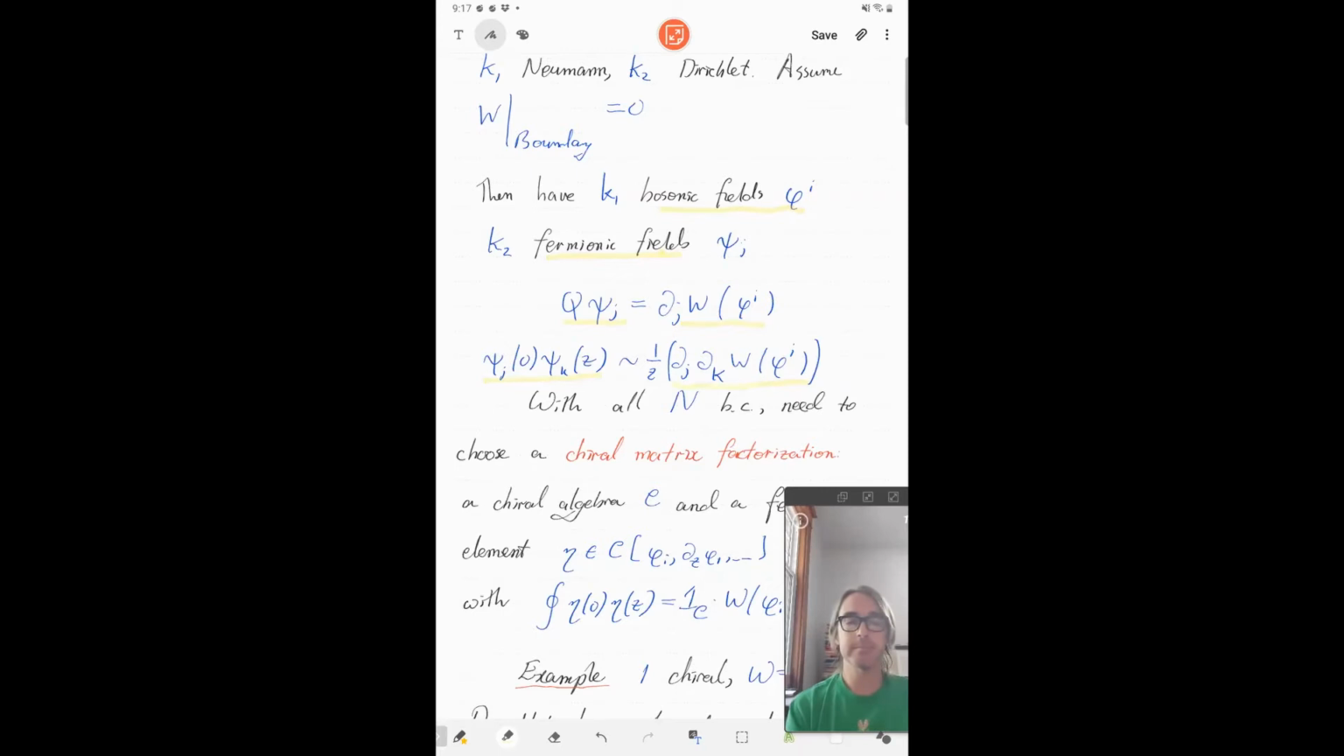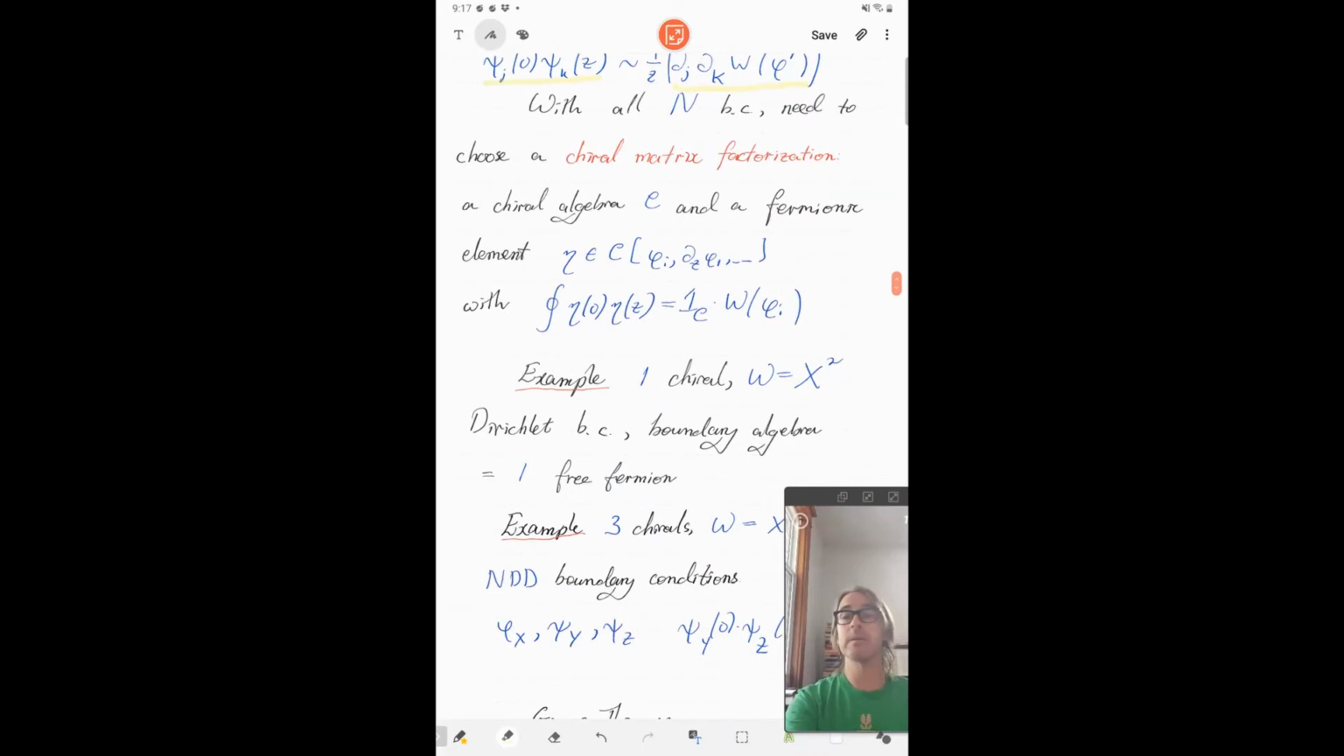Now, in principle, if somebody could pin down what an A-infinity vertex algebra was, you could imagine this pattern continuing and giving you the higher products in terms of the higher derivatives. I don't really have a good understanding of that, though. Another case you might consider is if all of your boundary conditions are Neumann, well, then the superpotential will not vanish on the boundary, it is not zero. And we have an anomaly. So to cancel this anomaly, just like in the 2D B-model with a superpotential, we need to choose a matrix factorization. But here it's a chiral matrix factorization.